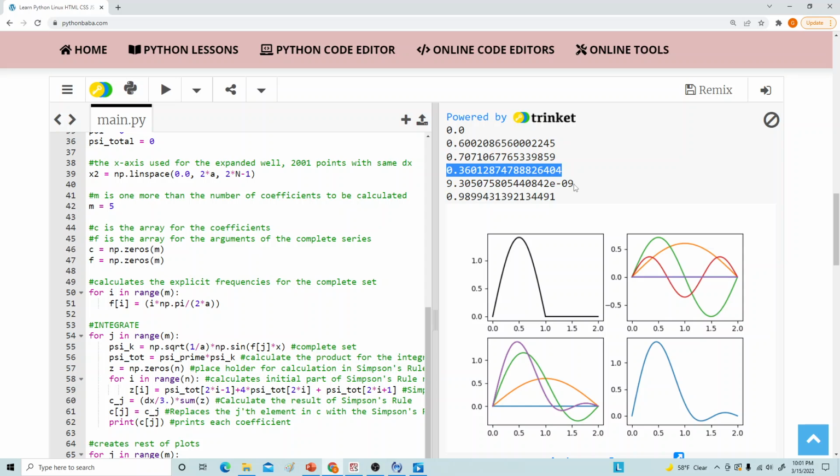And as I said, one of these is very close to 0: 9.3 times 10 to the negative 9. When you compare that with 0.6, 0.7, 0.36, this is effectively 0. So that's why you don't see anything form here.